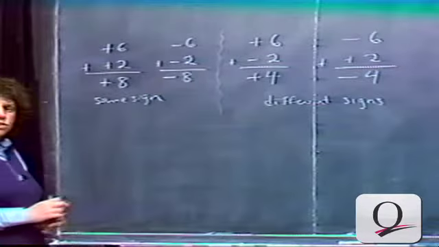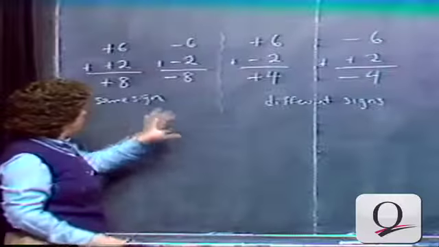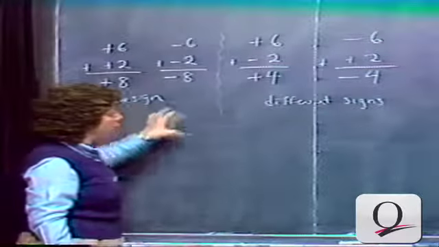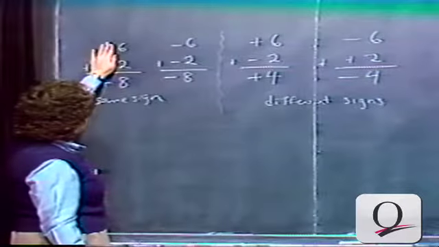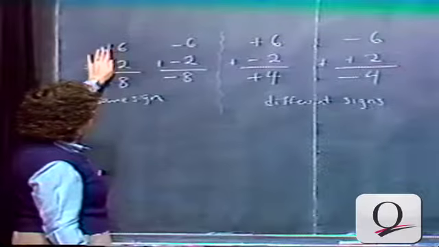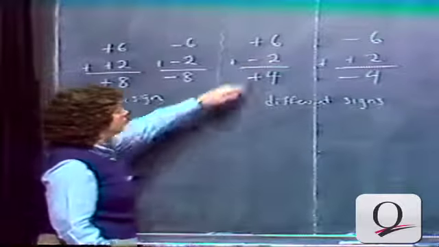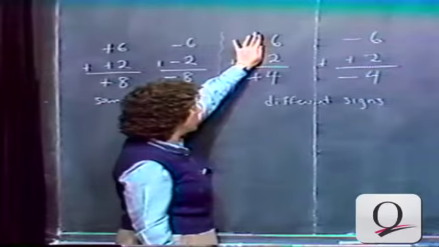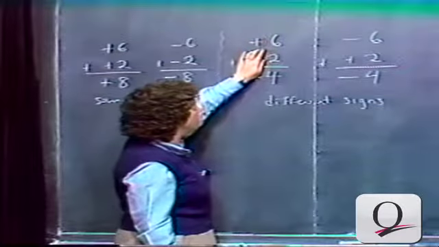Okay, so for addition of signed numbers, the rule is to first look at the signs. If they're the same sign, you do one thing. If they're different signs, you do another. Same sign, you block out the sign, add the corresponding natural numbers, and prefix the common sign. When they're different signs, block out the signs, subtract the natural numbers, the larger minus the smaller, and prefix with the sign of the larger natural number.